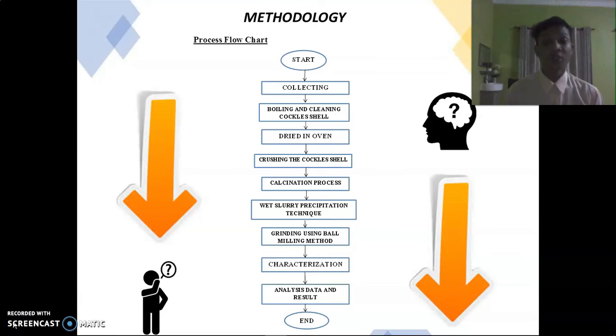Methodology chapter. First, we start with the process flowchart explanation. I will start the process with collecting the cockle shell, and then we go to the boiling and cleaning of cockle shell, and then dry in oven, crushing the cockle shell, and let's go to the calcination process, and we have to go through the wet slurry precipitation technique. And then we go to the grinding using ball milling method, and we go to characterization analysis, and then analysis of data and result, and then end of the process.